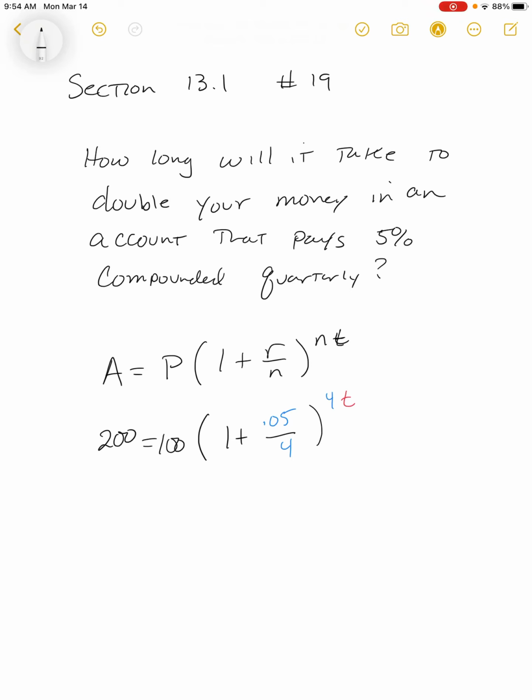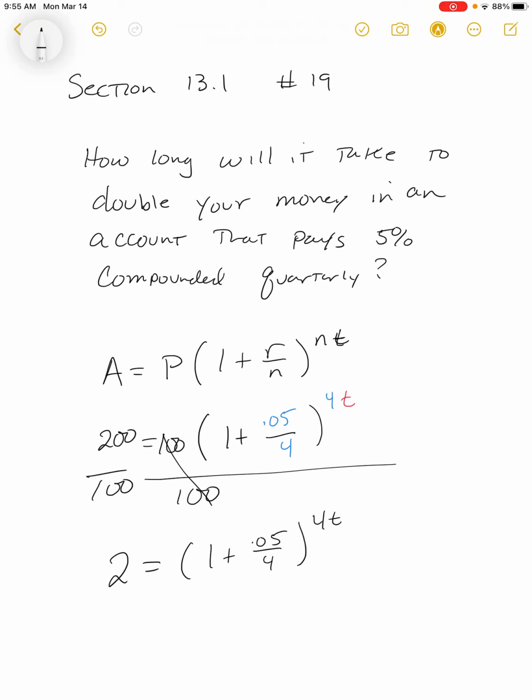Well, no matter what numbers we pick, our first step, if we're going to solve for t, would be to divide this side by 100. And so those are gone, and I get a 2. Now remember, it wouldn't have mattered if it was 1,000 and 2,000, or 250 and 500. As long as I have the number doubled over there, I'm always going to get a 2 here. And this is equal to 1 plus 0.05 over 4 to the 4t.